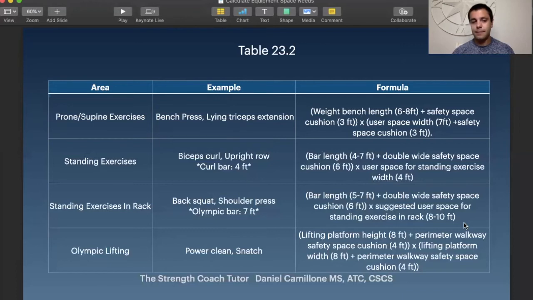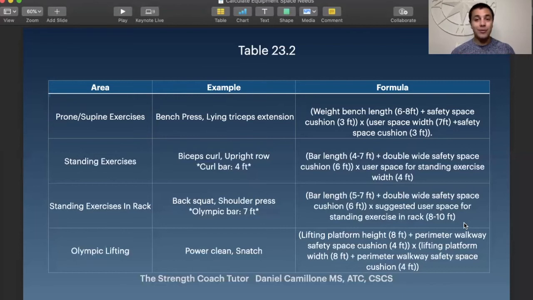All right. And then lastly here, we're going to talk about Olympic lifting, which of course is going to be your power cleans, your snatches, your hang cleans, your hang snatches, whatever it may be. You're going to take the lifting platform height of 8 feet plus perimeter walkway safety space cushion of 4 feet. You're going to add those two together first, times the lifting platform width of 8 feet, plus the perimeter walking safety cushion of 4 feet.